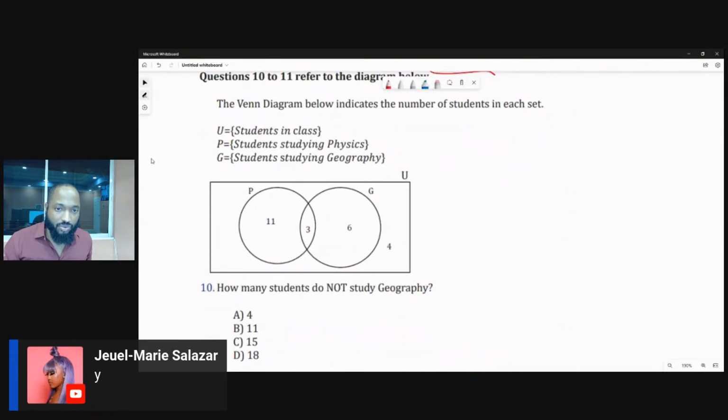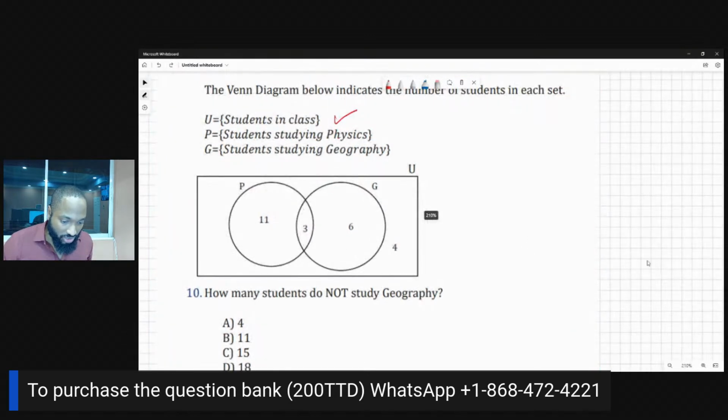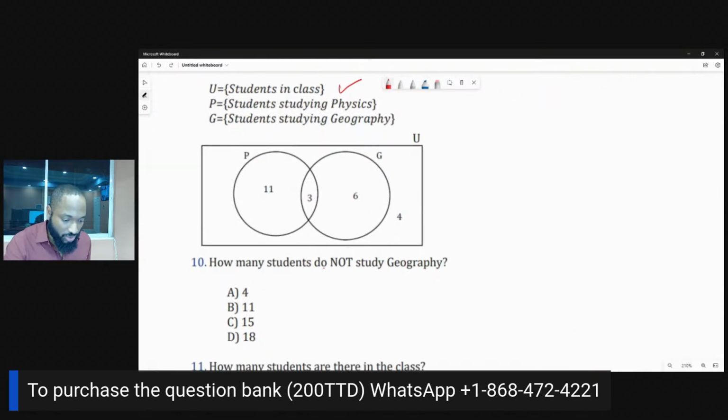Question number 10, what y'all thinking? So the Venn diagram below indicates the number of students in each set. So you have the universal set, that's students in the class. P is physics, G is geography. Nice. How many students do not study geography? How many students do not study geography?